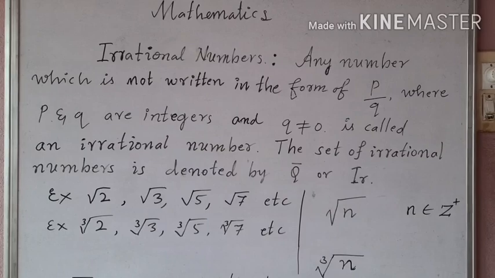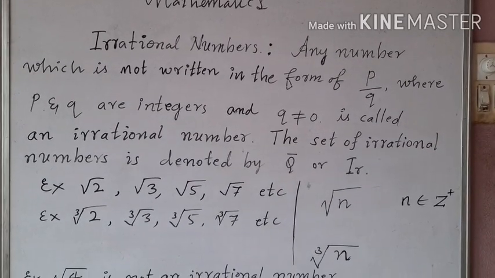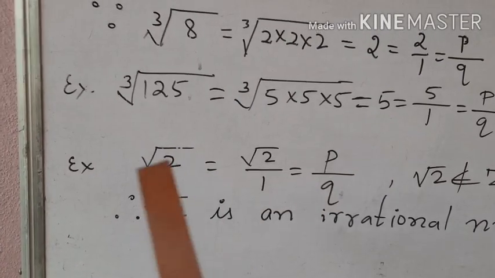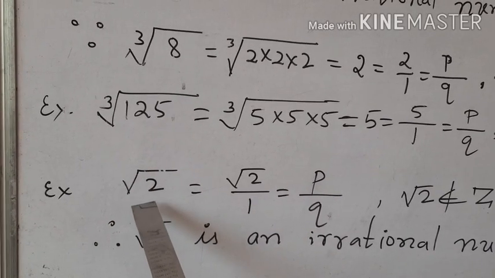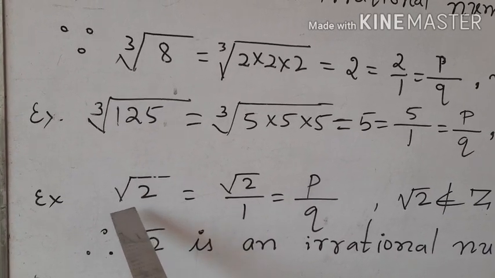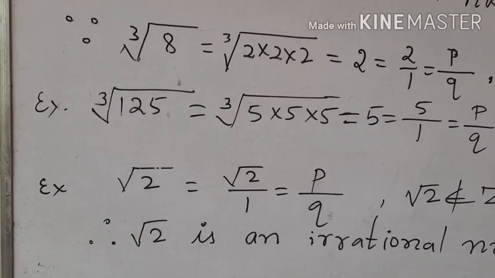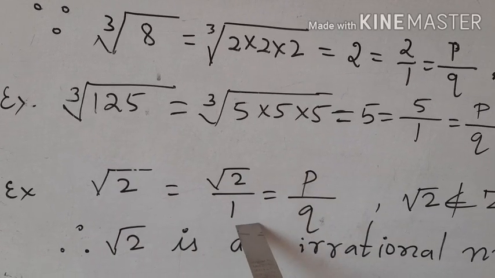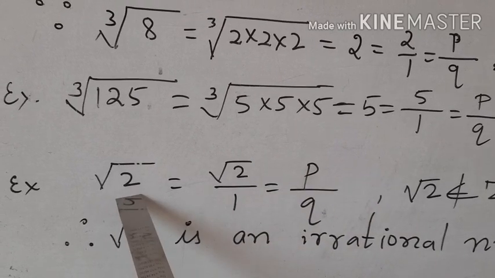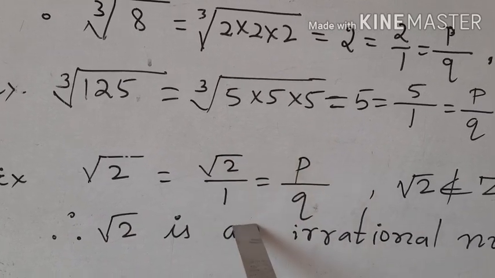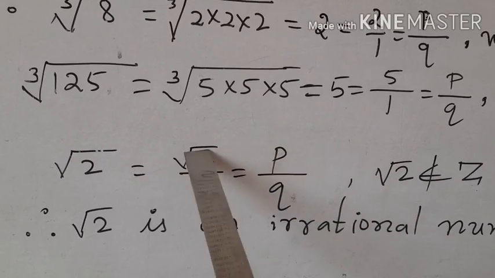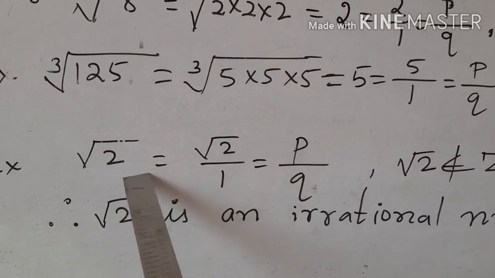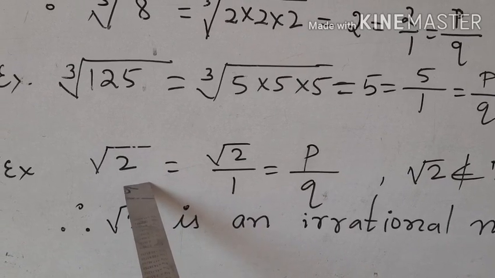Now, children, we saw the definition of irrational numbers and the examples. Let us show root 2 is an irrational number. Let us take the example square root of 2. Some people may question me that, sir, square root of 2 is equal to root 2 upon 1, because any number divided by 1 is the same number. Now it is in the form of P by Q, where P is root 2 and Q is 1, and Q is not equal to 0. Therefore, they may say that square root of 2 is not an irrational number.